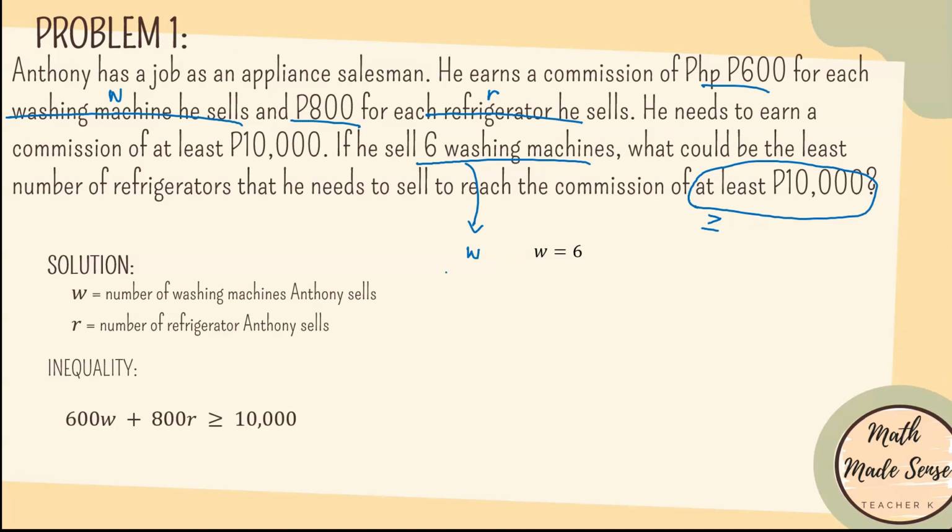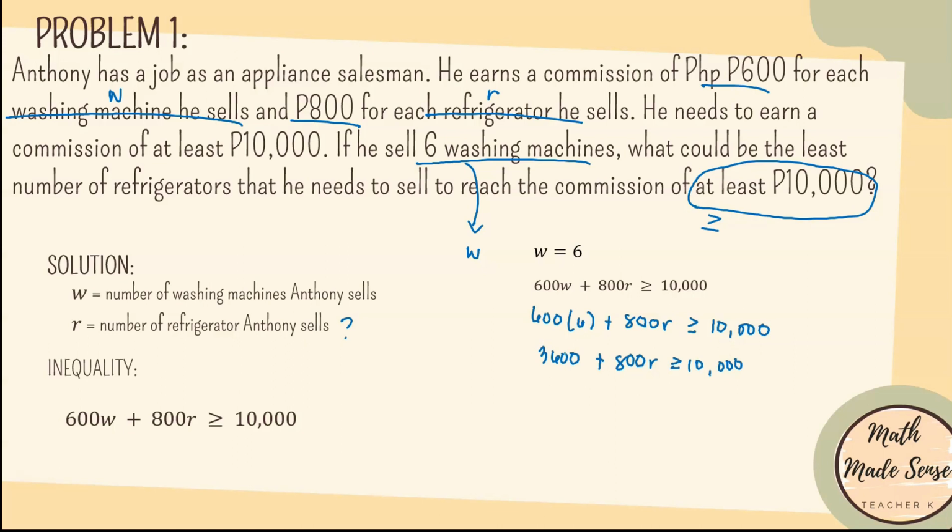And then let's find out what our R is, or what is the least number of refrigerators that he needs to sell. Using the inequality 600W plus 800R is greater than or equal to 10,000, let's substitute 6 into our inequality. So this will be 600 times 6 plus 800R is greater than or equal to 10,000. 600 times 6 is 3,600, plus 800R is greater than or equal to 10,000.